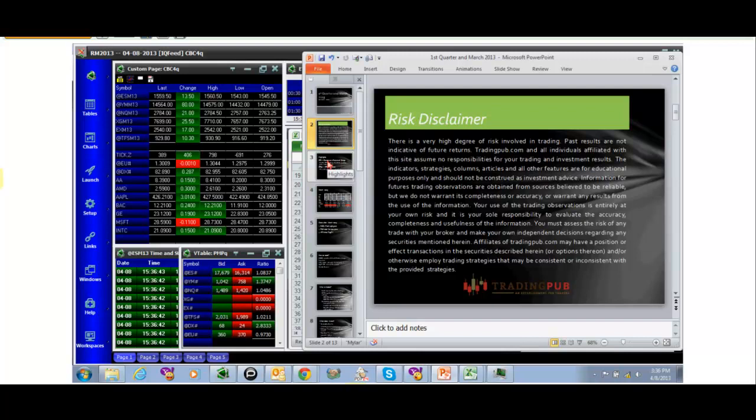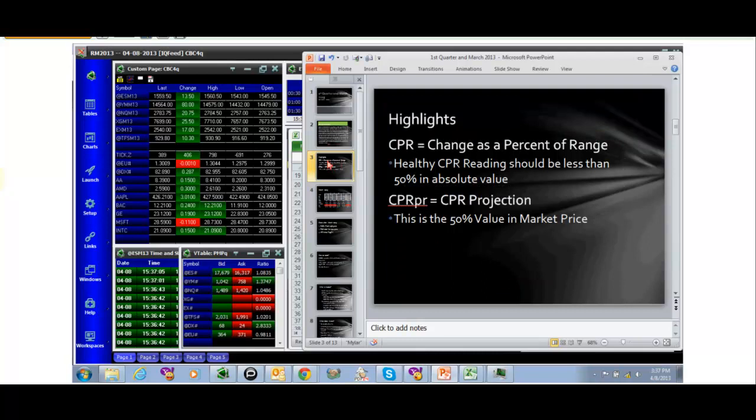Any choices you make in terms of what you want to look at in the market, those are going to be your choices. Now, the highlights, what I want to talk to you about tonight, these are little things that I use in the market. CPR, which represents change as a percent of range. We're going to review the first quarter and March of 2013 from that perspective, how the markets look.